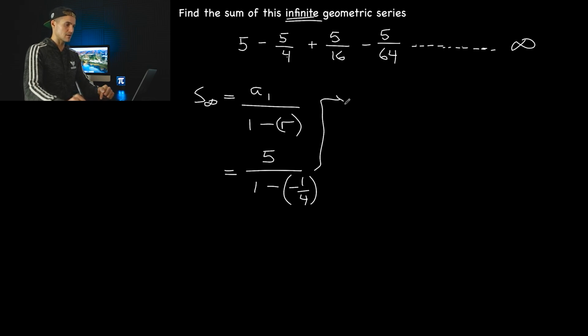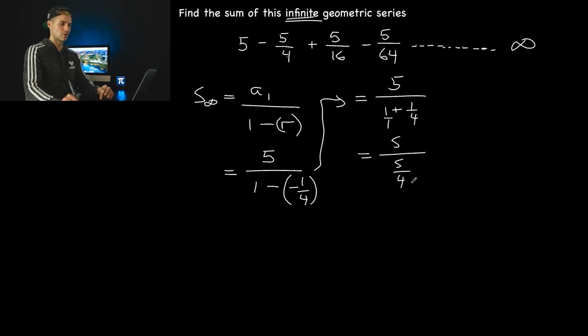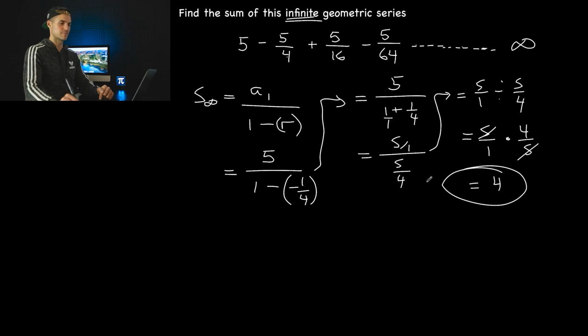So what would happen here is we'd have 5 over 1 plus 1 over 4, right? This would be 5 over, if we change this to be 4 over 4 plus 1 over 4, that's 5 over 4. So we'll basically have this like 5 over 1 divided by 5 over 4, which is like 5 over 1 multiplied by 4 over 5. 5's cancel out. Final answer is 4. Right? So that's the final answer. That's the sum of this infinite geometric series.